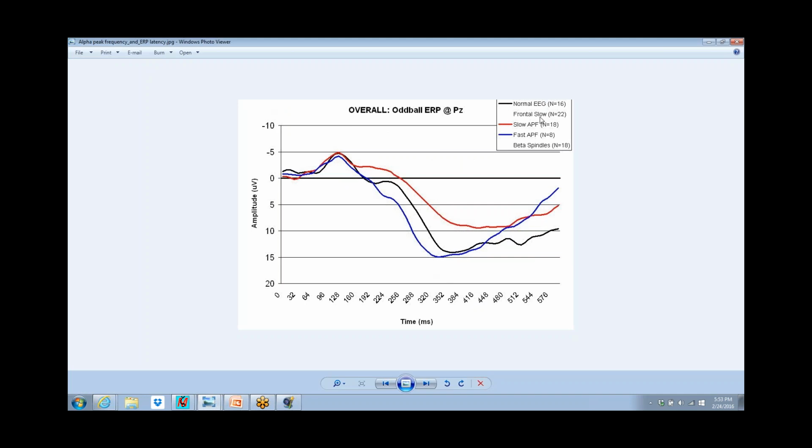You can see this is normal EEG, slow and fast alpha, but in the study they had frontal slowing, beta spindles. We had other categories as well in the study. These are just the normal background alpha, fast and slow alpha. And again, 16 normals, 18 slow, and only 8 fast. So it's not a perfect study, but you can see it's not just an N of 1 or 2, and the latency is fairly easily identifiable even in this fairly small N.